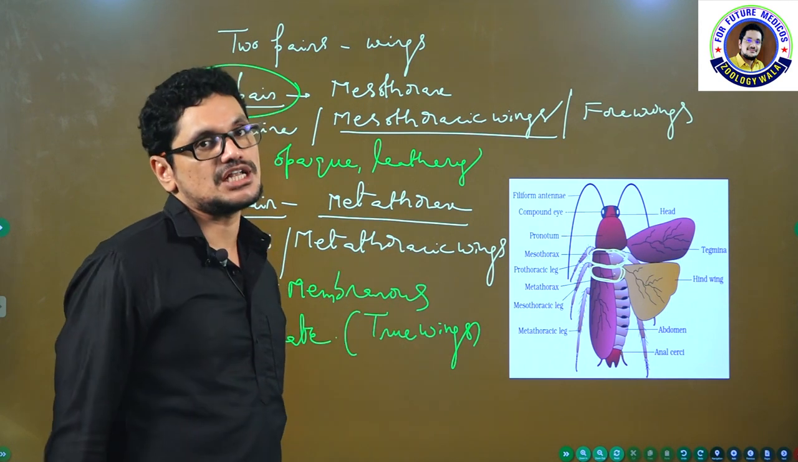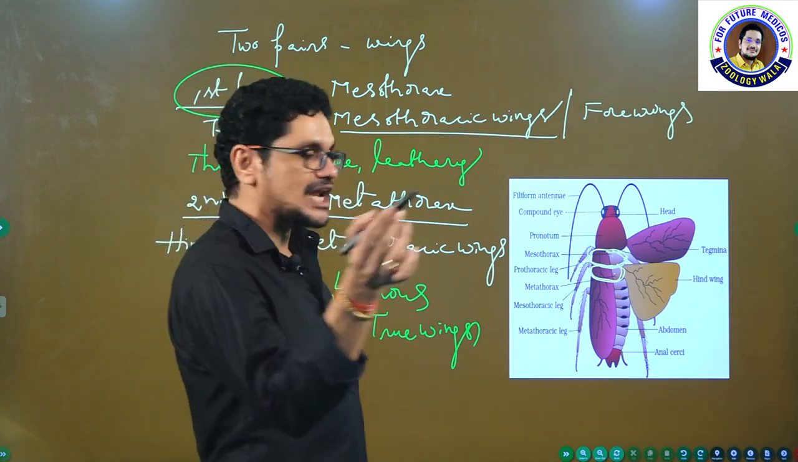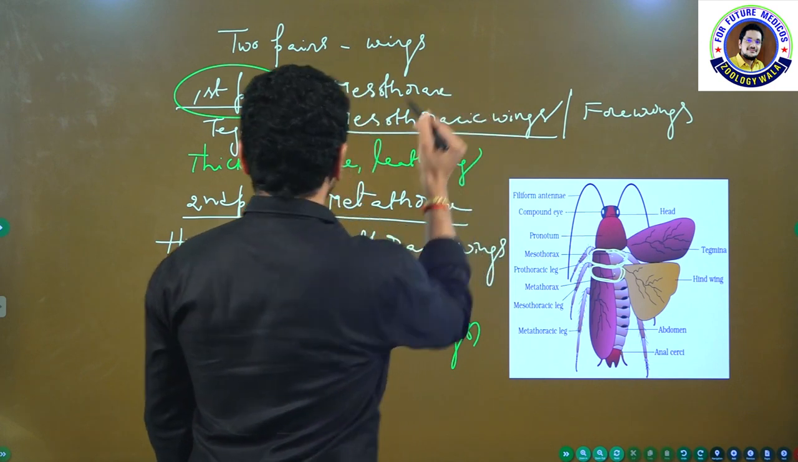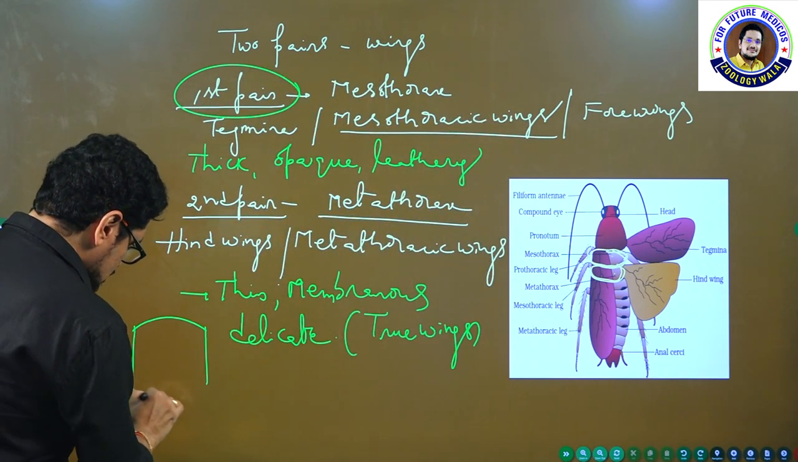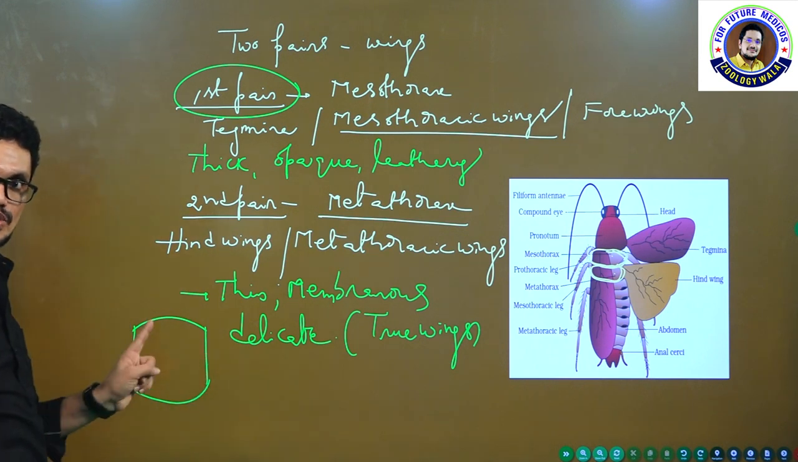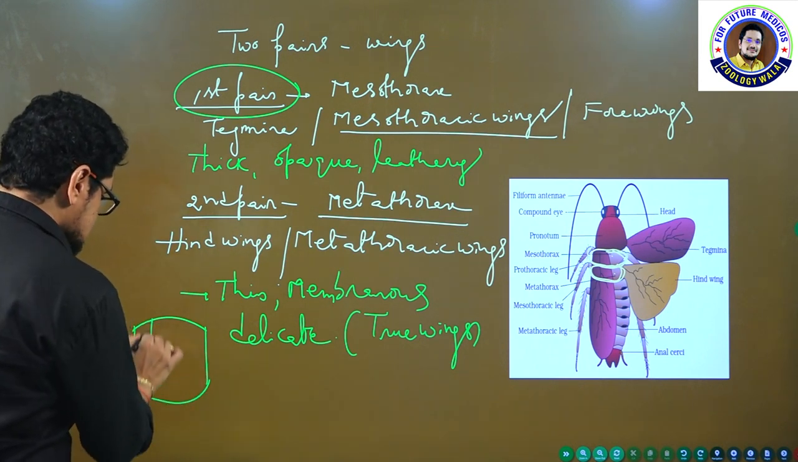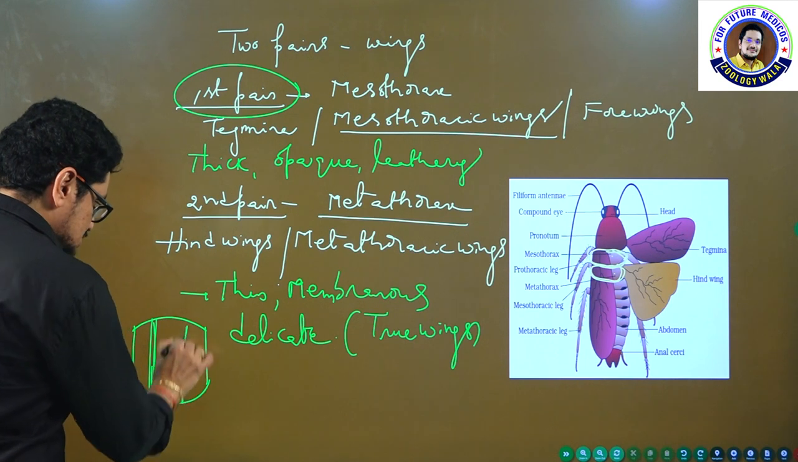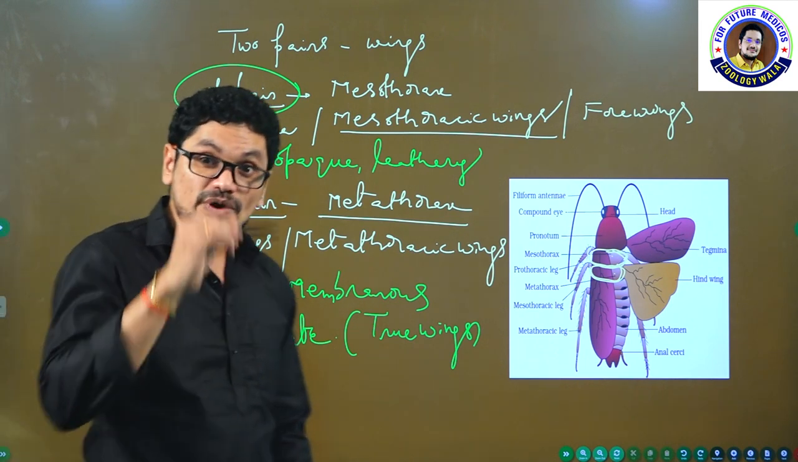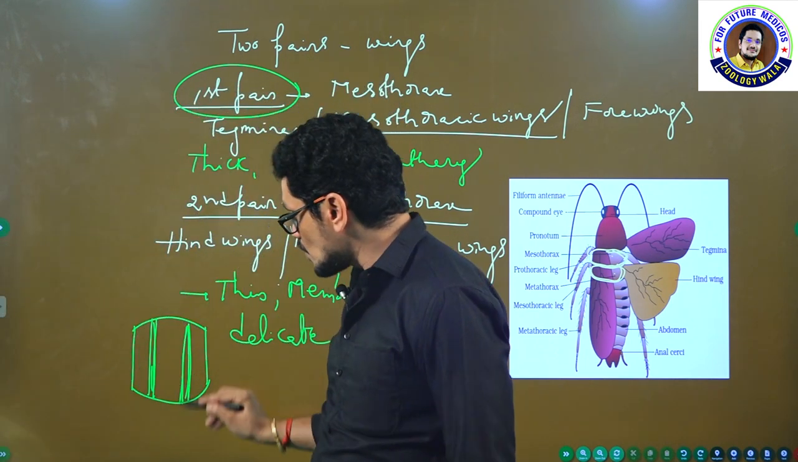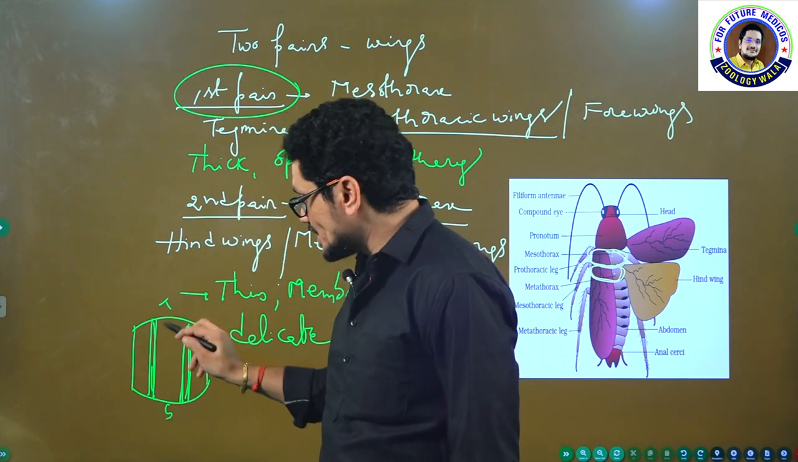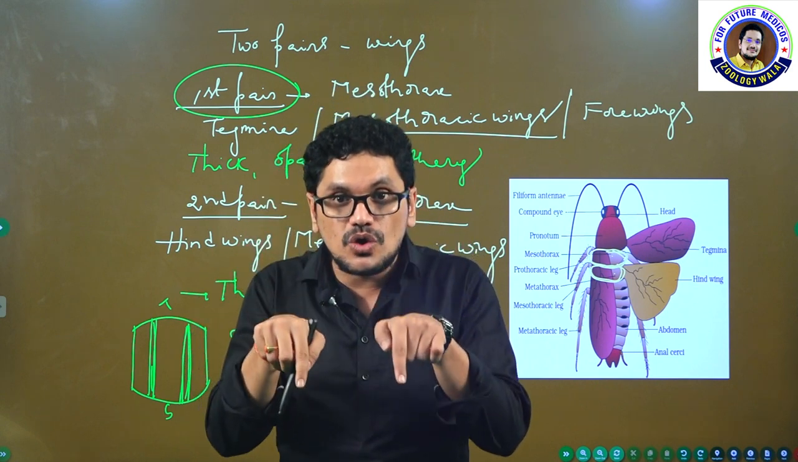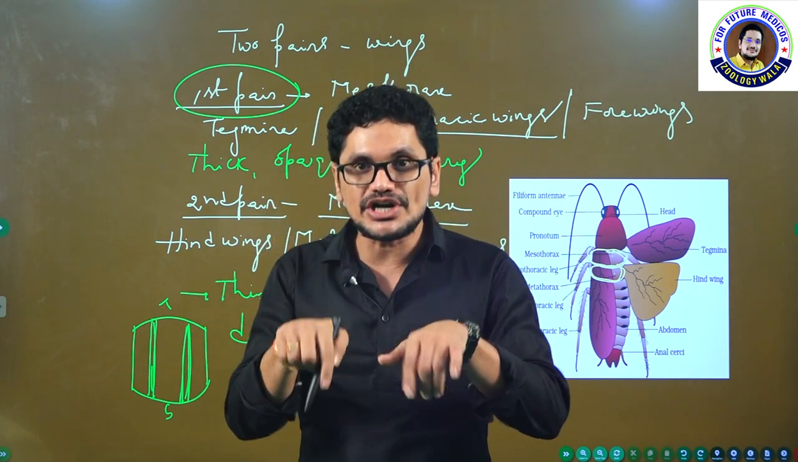And of course, muscles also will be there. Dorso-ventral muscles will be there. Imagine this is the dorsal plate, and this is the ventral plate. So, here muscles will be there, and these muscles are called dorso-ventral muscles. This plate is called tergal plate, and this plate, sternal plate. So, these muscles are also called tergosternal muscles, dorso-ventral muscles.